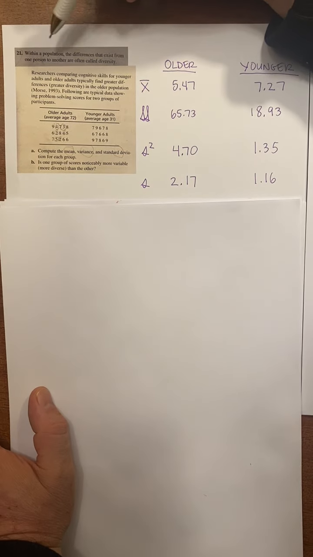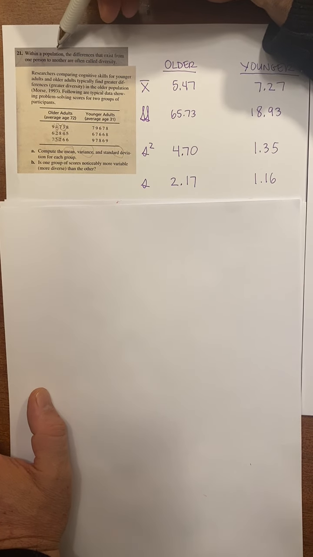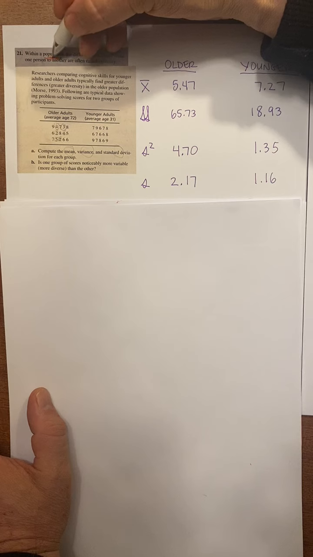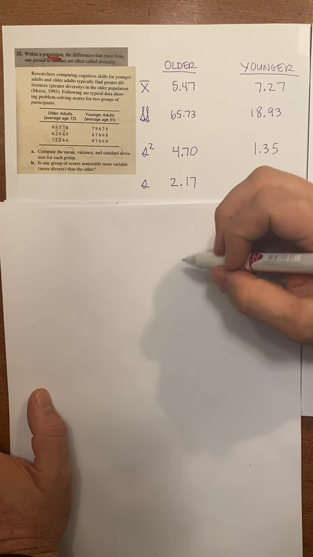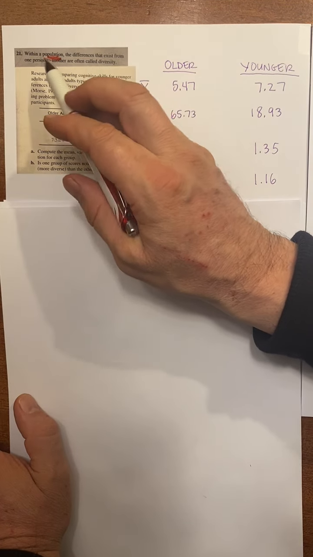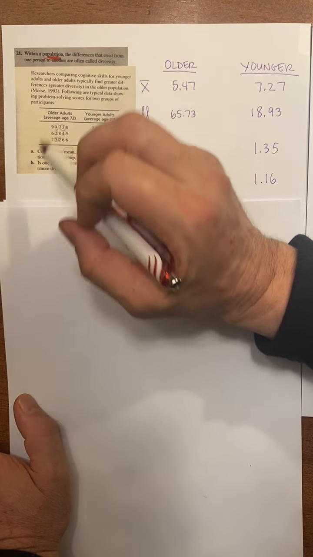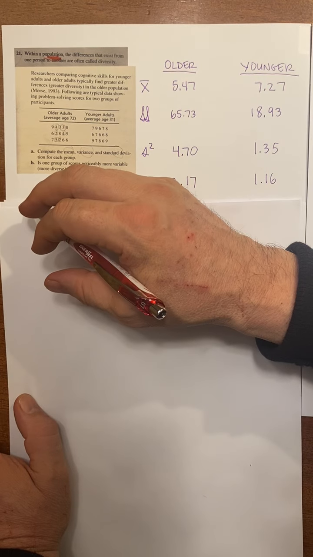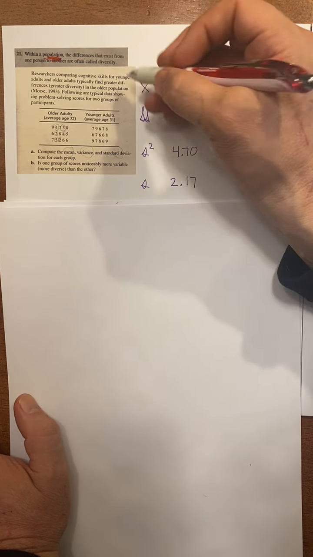The question reads, within a population, right? So I guess that's the first thing that we need to know, that we're working with a population, and I already see that I screwed up. But we'll get to that. The differences that exist from one person to another person are often called diversity. Yeah, another name for variability.